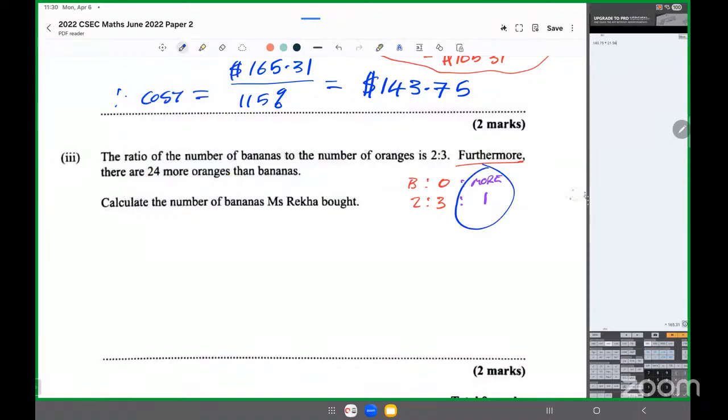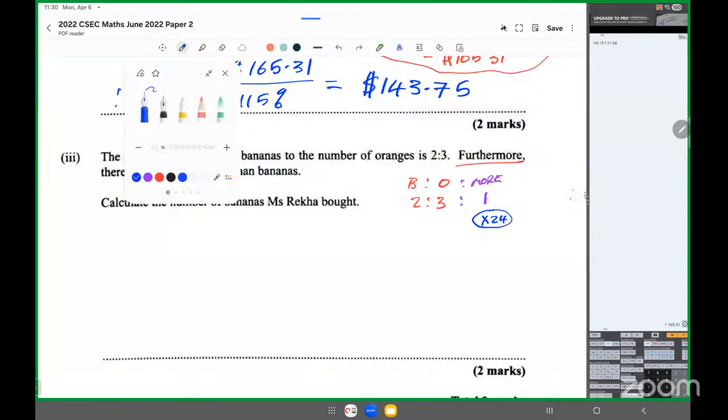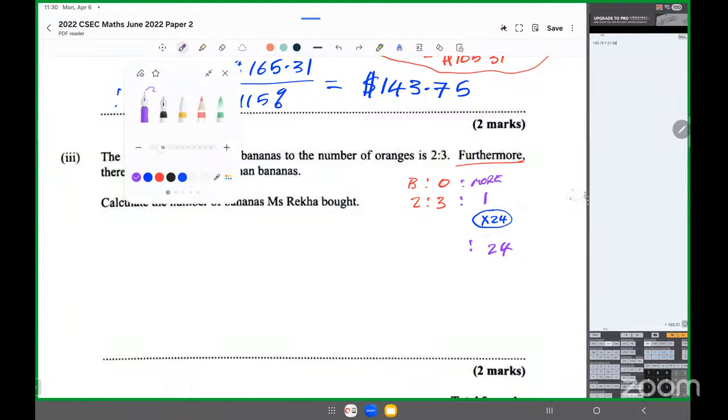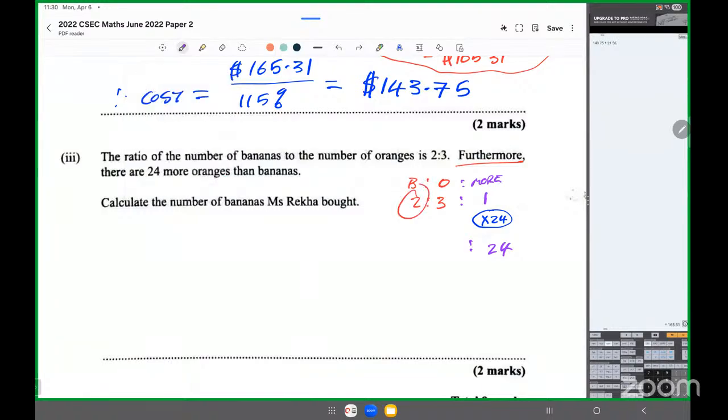So to get the more to show the actual, I need the 1 to become 24. How does it become 24? By multiplying by 24. So if I multiply this by 24 for it to show the actual amount, which is 24 down here, I also have to multiply these by 24 to get the actuals for the number of bananas and oranges. And so over here, if I multiply this by 24, what is that?